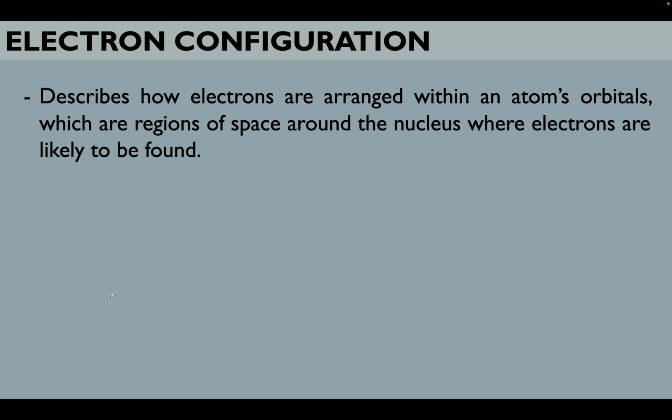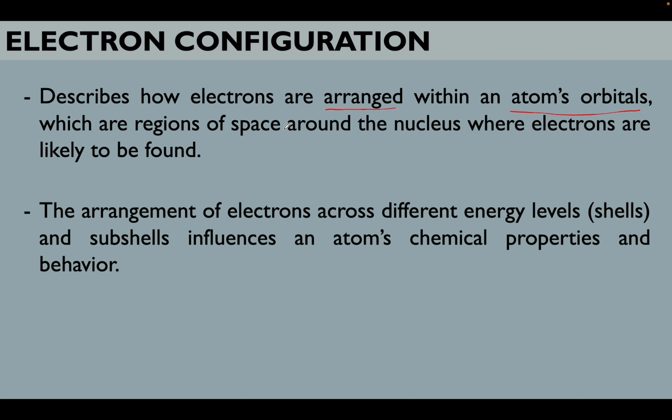Okay. So what is an electron configuration? How would we define an electron configuration? So electron configuration describes how the electrons are arranged within an atom's orbitals, which are again regions of space around the nucleus where electrons are likely to be found. So kani siya nga arrangement of the electrons across different energy levels or shells, and also we have what we call the subshells. So again, we will be discussing that later on, meaning shells and subshells. So it influences an atom's chemical properties and also the behavior of an atom.